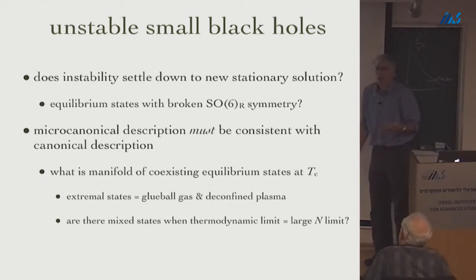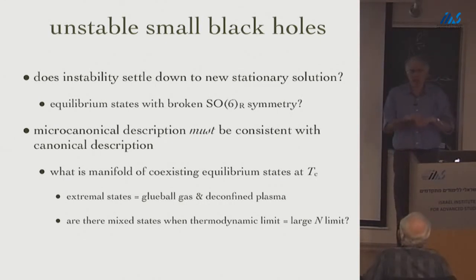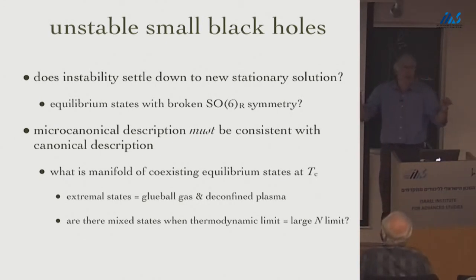Now, normally, in first-order phase transitions, you have coexisting states right at Tc. We have descriptions of what I would call the two extremal states. In normal first-order phase transitions, you have a whole manifold of coexisting states that interpolate between. Where are they? We have no dual description of such states.